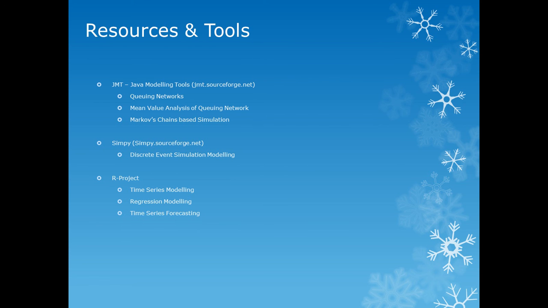SimPy is a discrete event simulation modeling engine written in Python. JMT or Java modeling toolkit, of course, is a Java-based toolkit. SimPy is a Python-based toolkit. SimPy is an excellent discrete event simulation modeling toolkit written in Python. Of course, there's a lot of programming involved in building your system, designing your system, and then executing it to understand what the design limitations are.